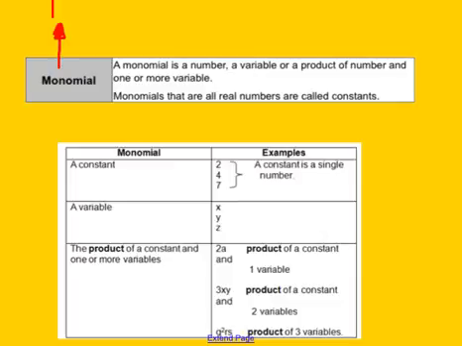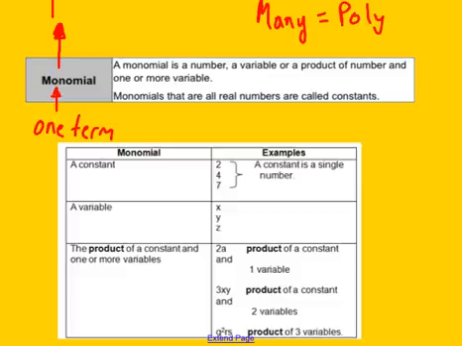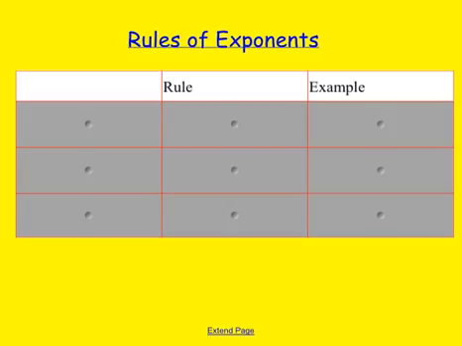Mon is 1. So now we're going to have one term. We just did polynomials, and they were many. Many equals poly. So now we're talking about 1, and we're only going to have one term. We're not adding or subtracting anymore. This is multiplying and dividing, and we'll do dividing next time. This is actually just multiplying.